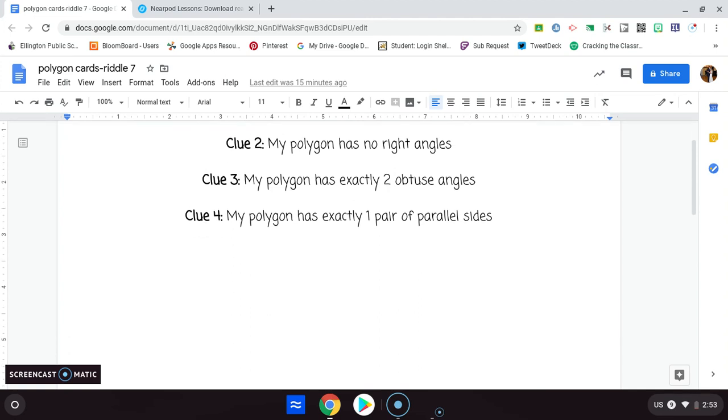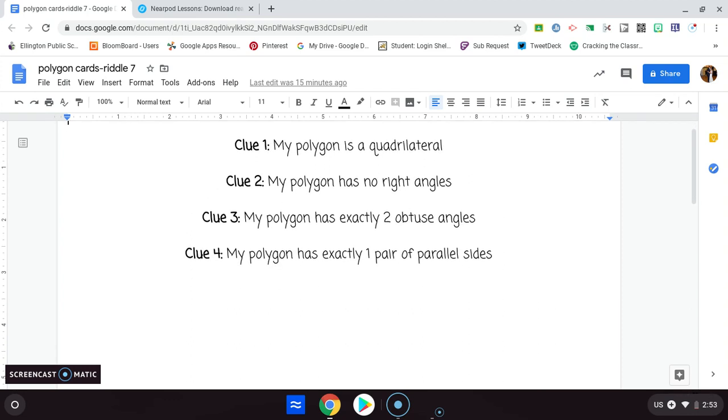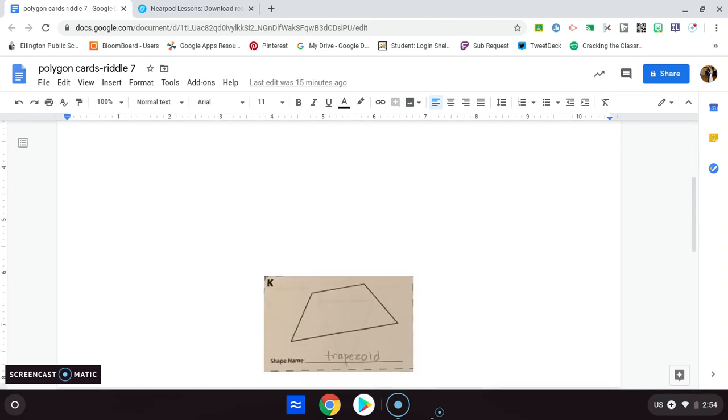And my polygon has exactly 1 pair of parallel sides. Remember, pause if you're not ready, take a minute, go back. My polygon has exactly 1 pair of parallel sides. 2 lines that will never, ever touch, top and bottom or left and right, but only one of those, only the top and the bottom, or only the left and the right, not both. So let's see what it is.